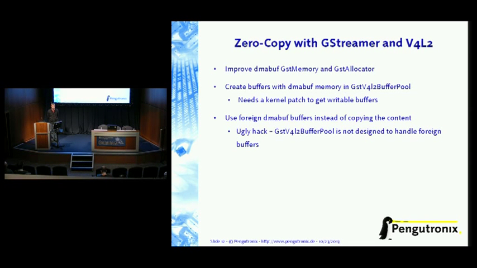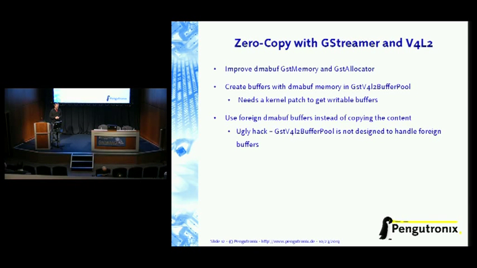I think all of my patches there are actually in mainline already. The next part, I need to actually use the allocator and create buffers with that, in this case, in our example, in the camera, right? So I need to teach the buffer pool to create these DMA buffer memories. That works already, basically, for me.